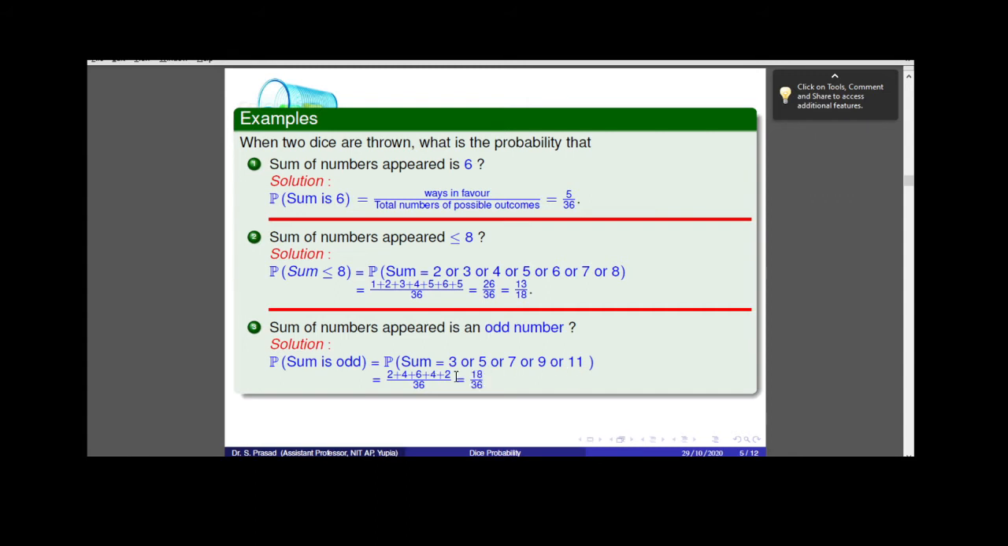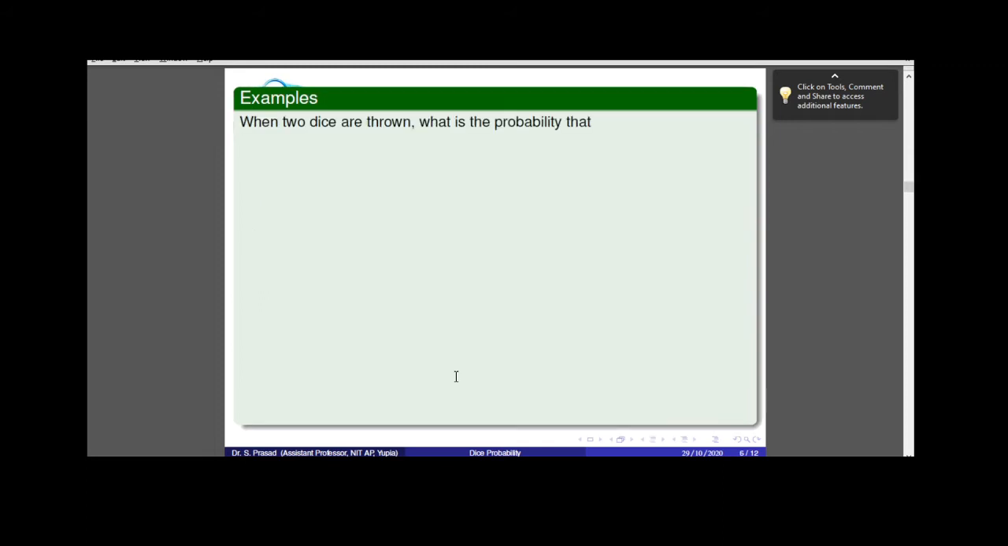Then after simplifying we get the result 1 by 2. Similarly, we find the probability that the sum of the numbers appearing is an even number, which is also a half. And now we move to the next example.